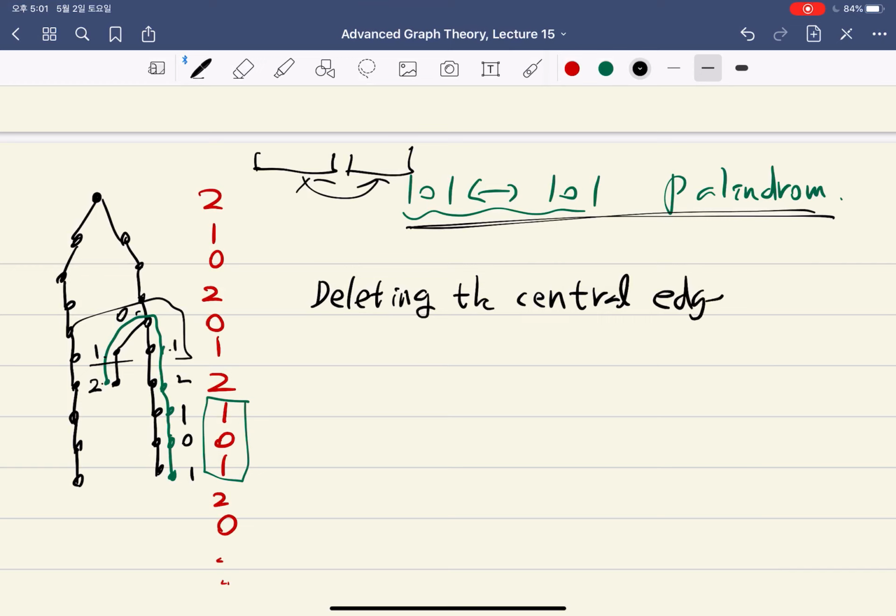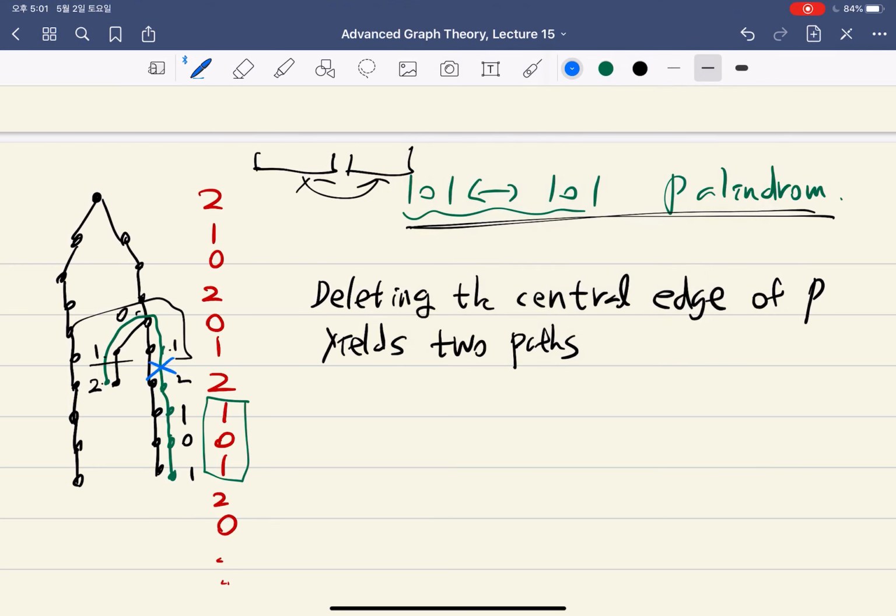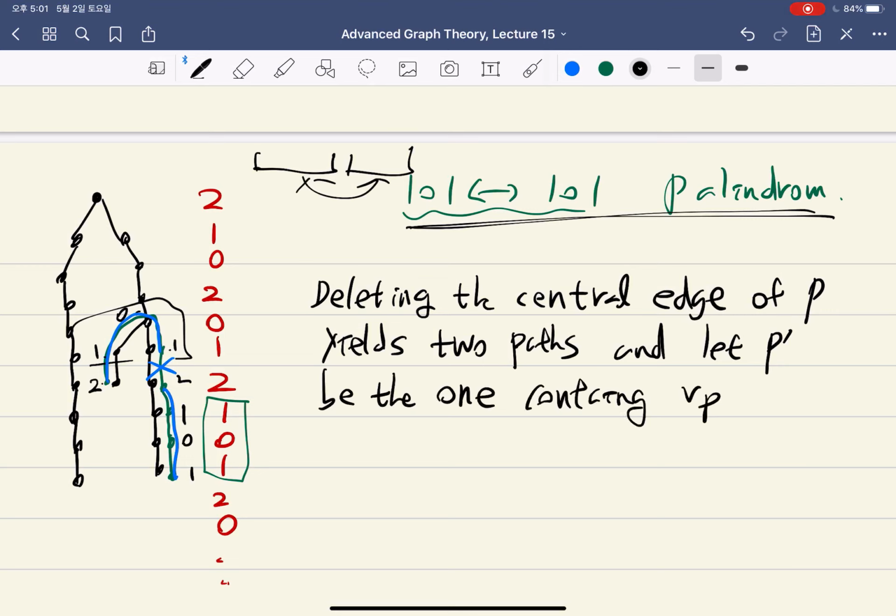Central edge of P, it gives two paths. So in here, if we delete this, then we have this path and this path. Two paths, and let P prime be the path containing BP. So this is P prime.